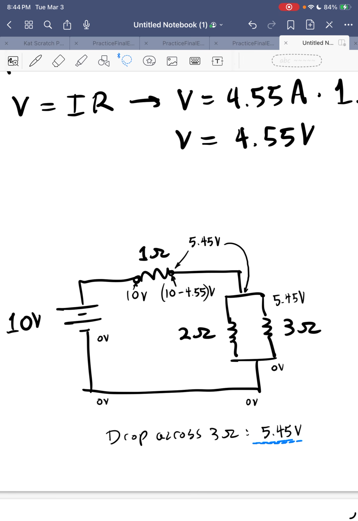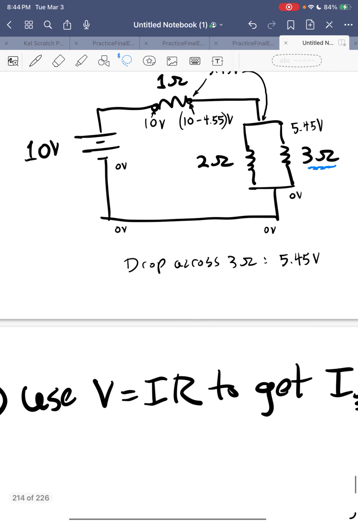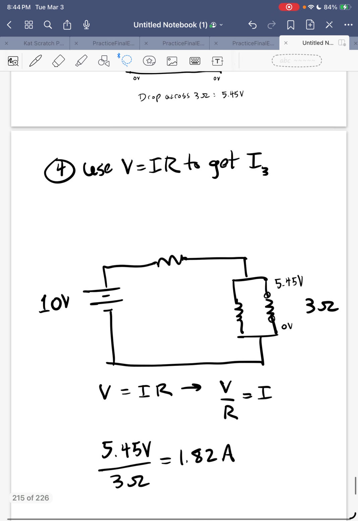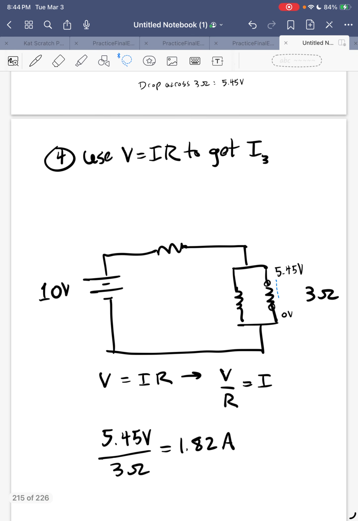What can we do with that? Well, if I know the voltage drop and I know the resistance, I can get the current. So let's take a look at it. So here's step 4. Use V equals IR to get I3. Again, we just said that it dropped this amount, 5.45 to 0. And so I can use V equals IR. V divided by R is going to give me the current. So it's a drop of 5.45 volts over a 3 ohm resistor. It's 1.82 amps. So that's the current going through this guy right here.